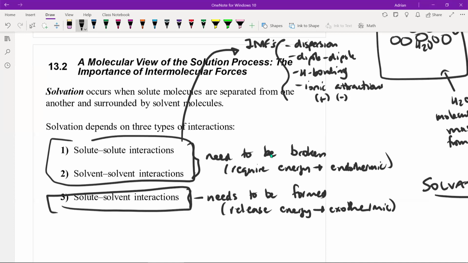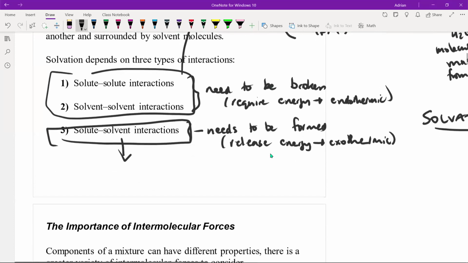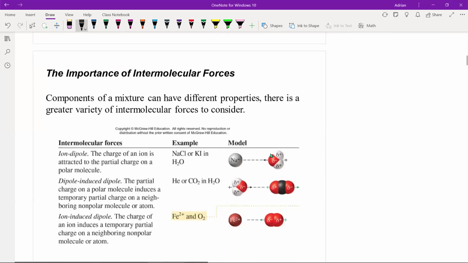We need to break these to separate the solid particles. You need to break them to separate the solvent particles. And then we're going to form these solute-to-solvent interactions. Now we have, right, two different pure substances. We are now going to look at some new types of interactions, such as ion-dipole interactions that form, right? So here we have a dipole that we find in something like water.